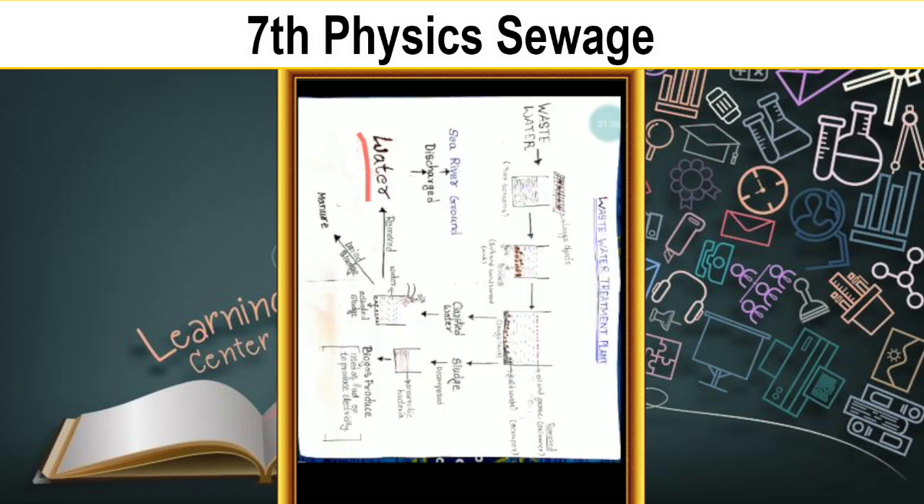And the treated water has a very low level of organic material and suspended matter, and is discharged to the sea, river, or ground. So this is all about the wastewater treatment plant.